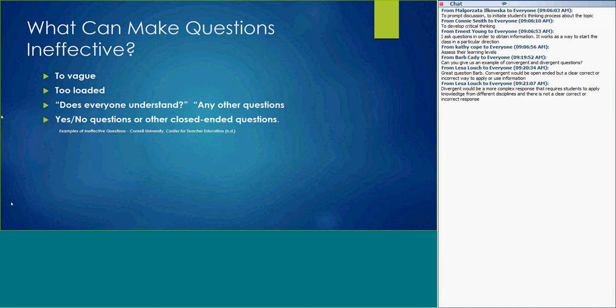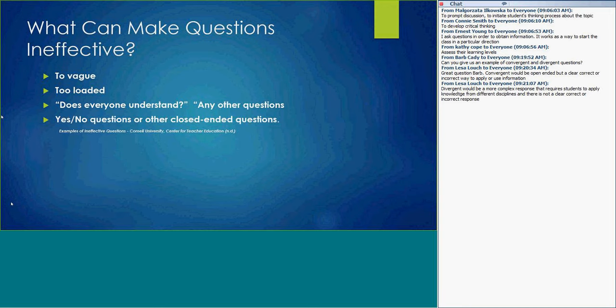And then the last point here was yes/no questions or other closed-ended questions. Remember, we did say they can be useful for drawing on previous knowledge or to get started on a new topic, to get the students' voice about what they know or don't know, which gives you an idea where they are. But they are probably going to be a dead end for any deep engagement or discussion.